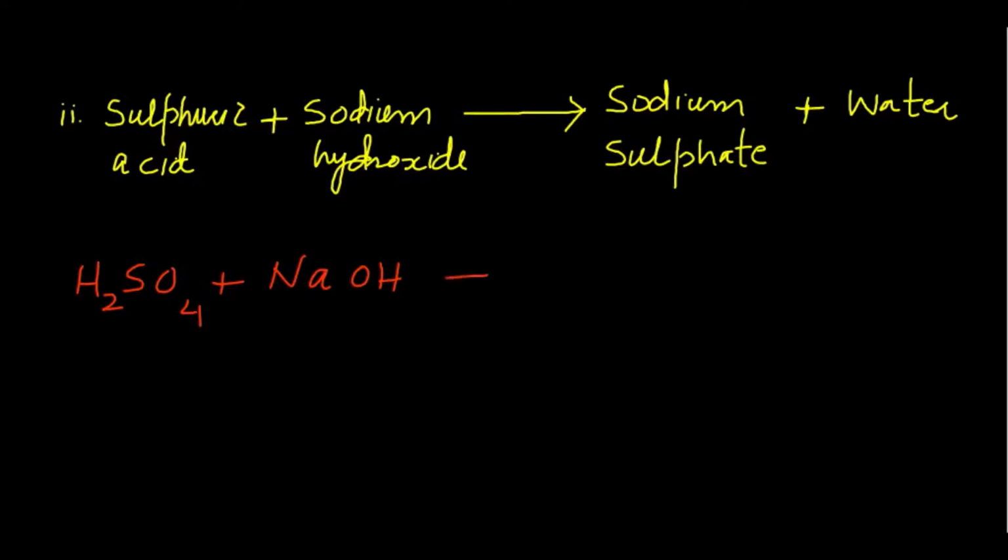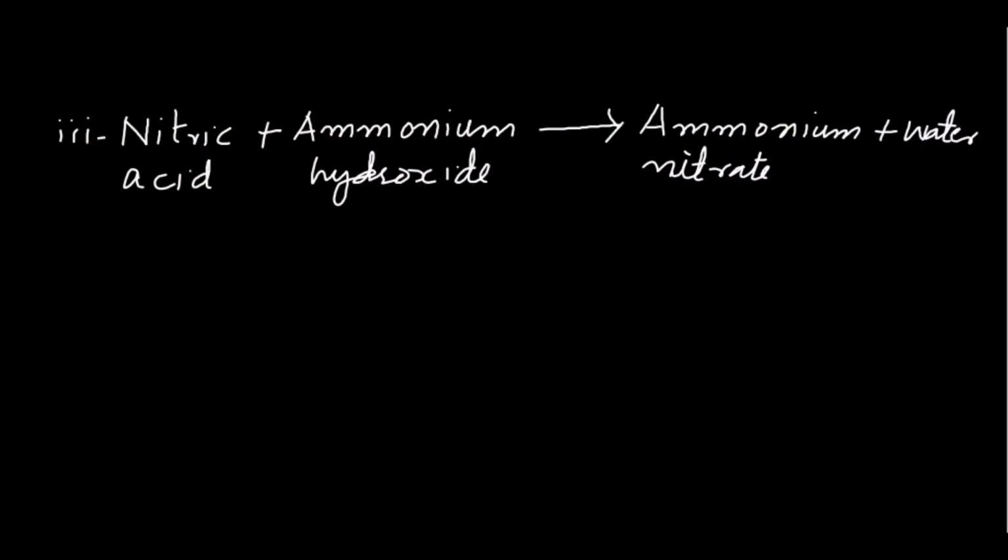After the reaction, we get sodium sulfate, Na2SO4. Since in sodium sulfate we have two sodium atoms, here we write 2 to balance the chemical equation, plus we get water, H2O. To balance the number of hydrogen atoms, we write here 2. So this is the balanced chemical equation for the reaction between sulfuric acid and sodium hydroxide to form sodium sulfate and water.